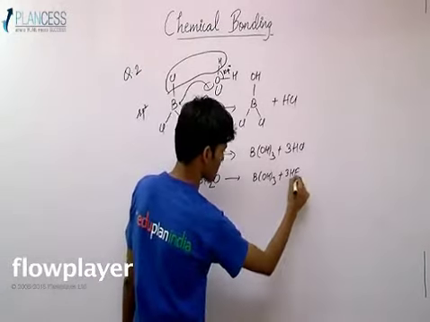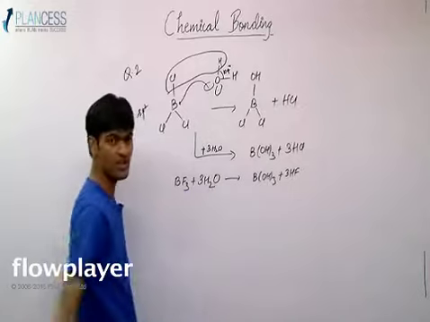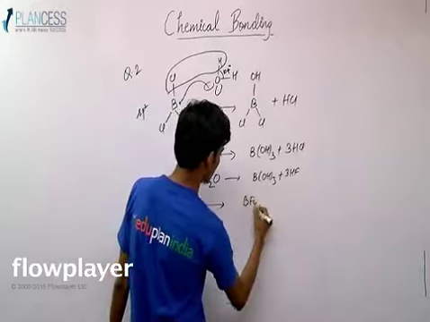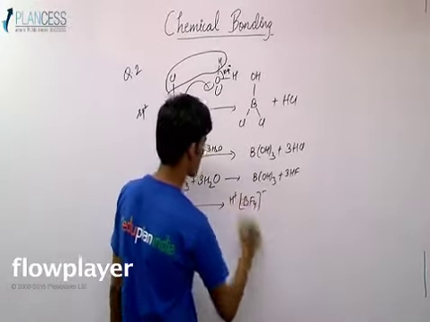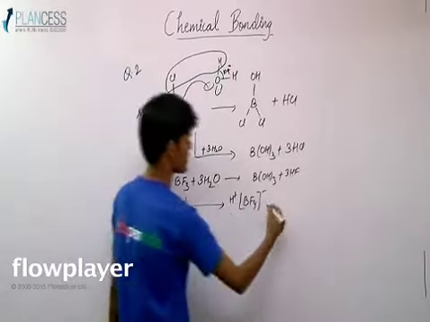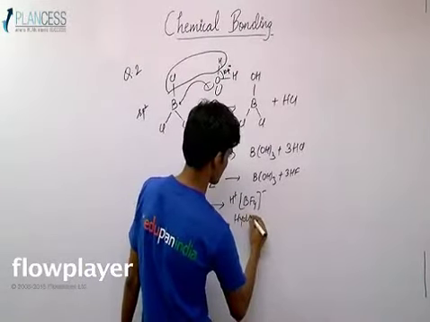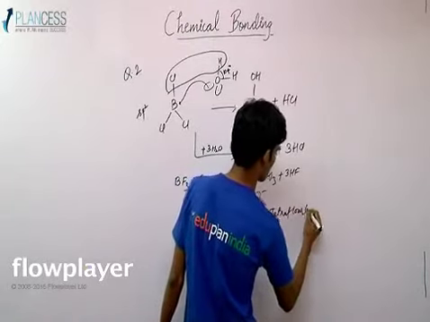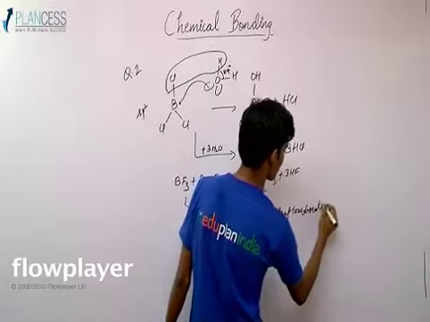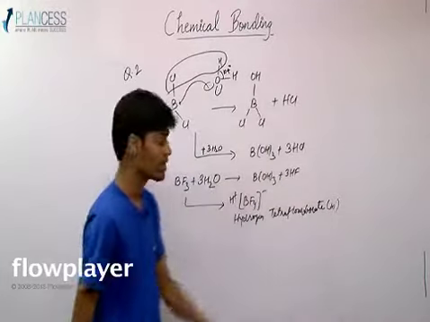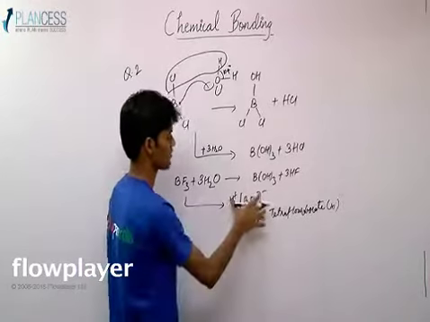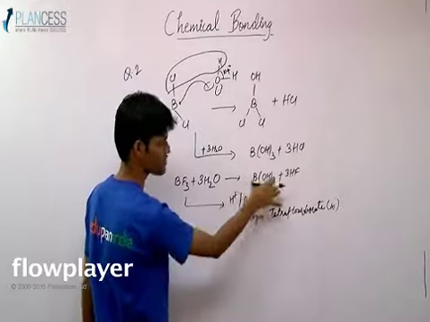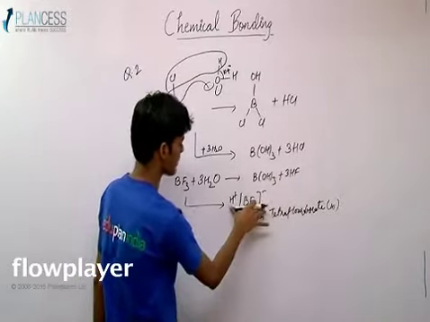attacks, the F minus ions attack on BF3, and it will form BF4 minus and H plus. This is known as hydrogen tetrafluoroborate, so its nomenclature is hydrogen tetrafluoroborate. You will know more about the nomenclature of this in coordination compounds, how to name this. Just for time's sake I am telling you that it forms this. So the final product is H plus BF4 minus. So the hydrolysis product is the same, B(OH)3, but with H plus BF4 minus.